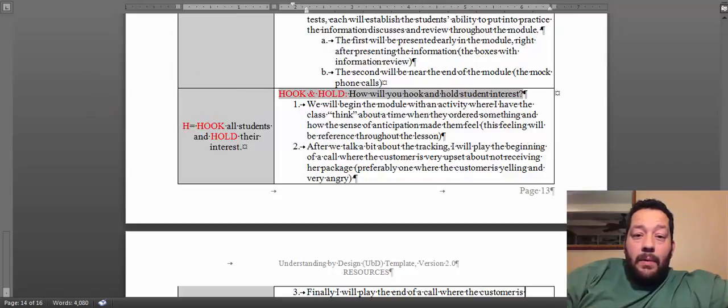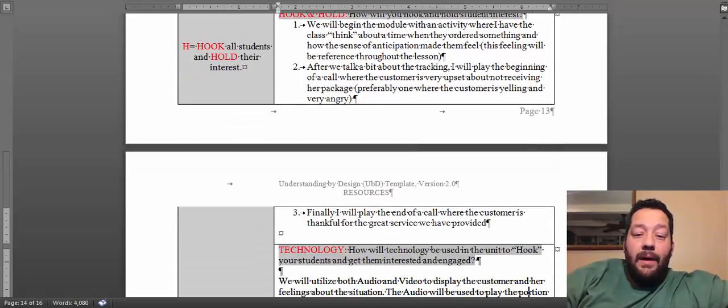In my module, I'm going to begin by playing an activity where I have the class think about a time when they ordered something and the sense of anticipation and how it made them feel. This will give me a feeling to reference back to throughout the remainder of the lesson. After we talk a bit about tracking, I'm going to play the beginning of a phone call, one where the customer was very upset. I'm hoping that that emotion will tie back to the original emotion when we discussed how they felt when they were looking to receive their packages.